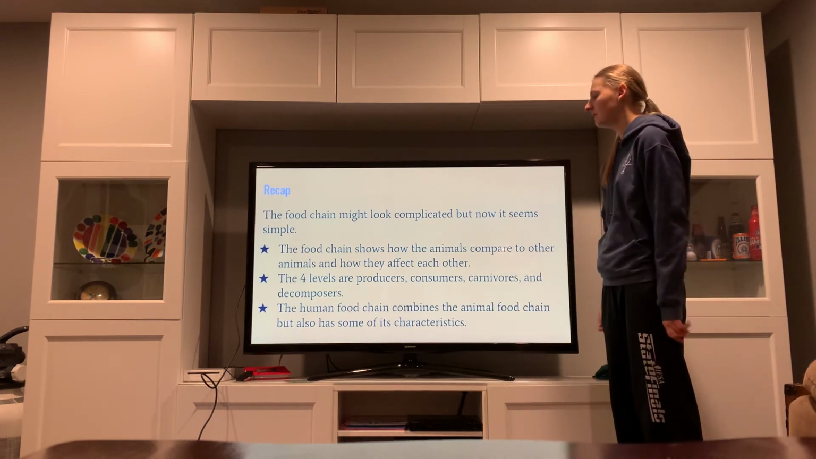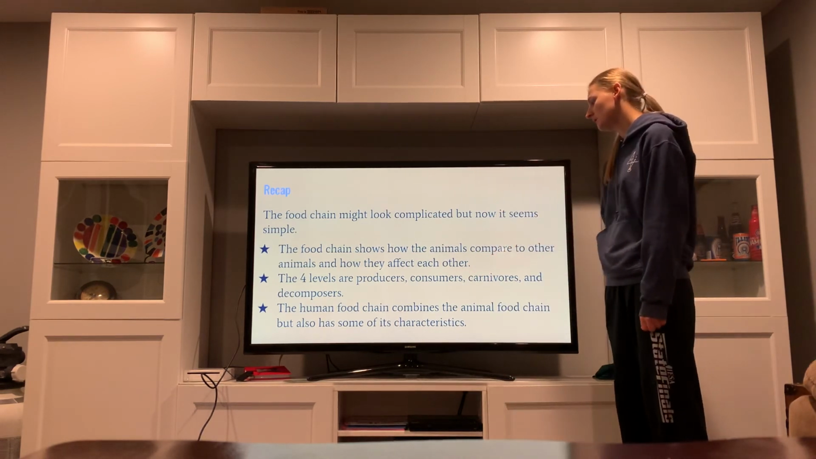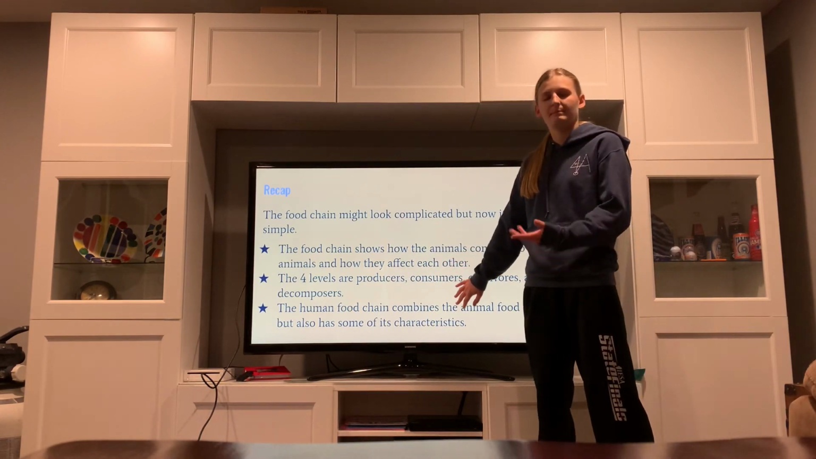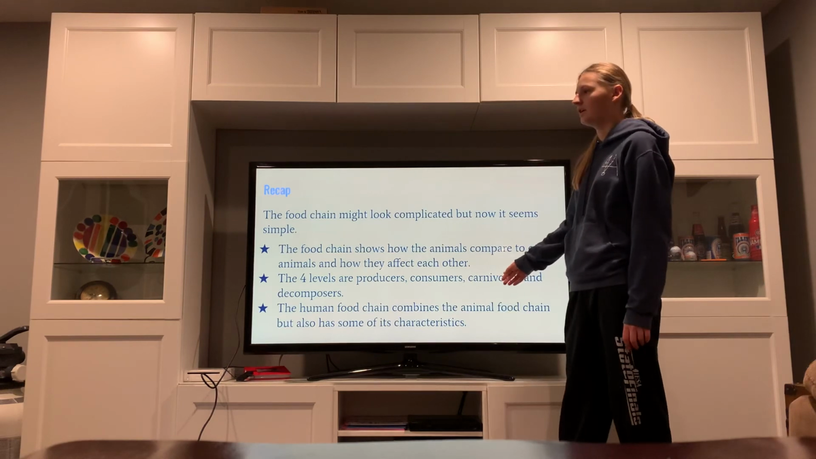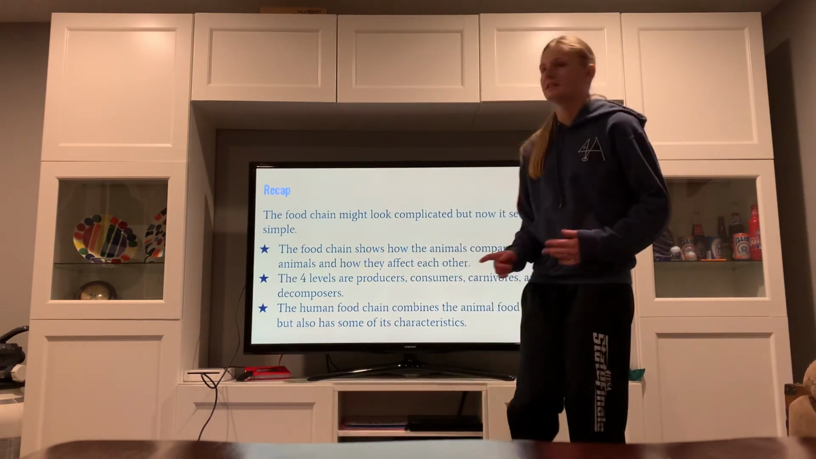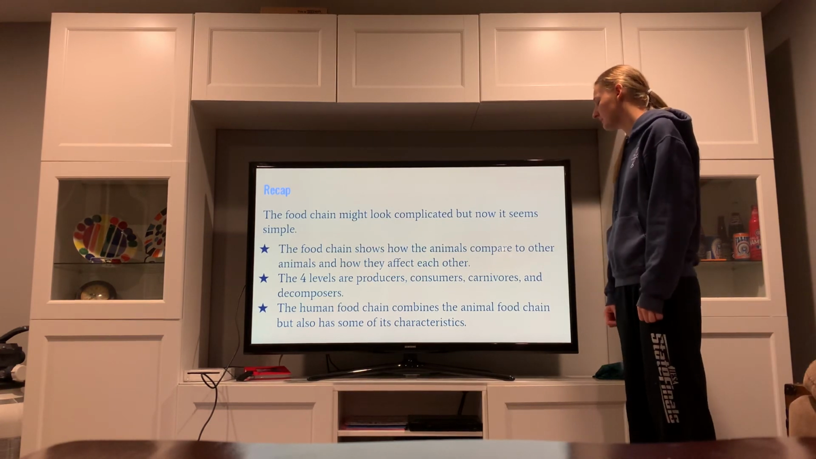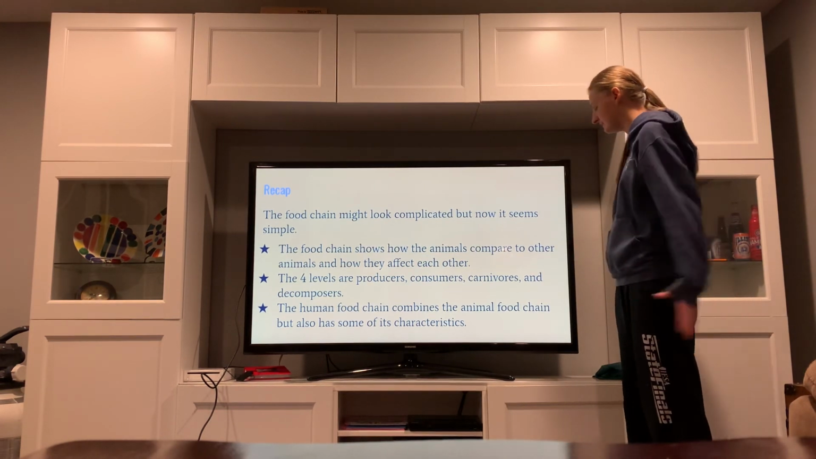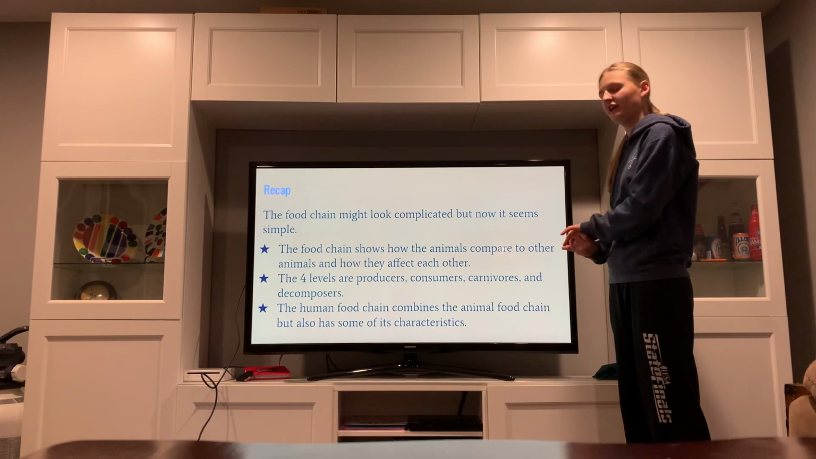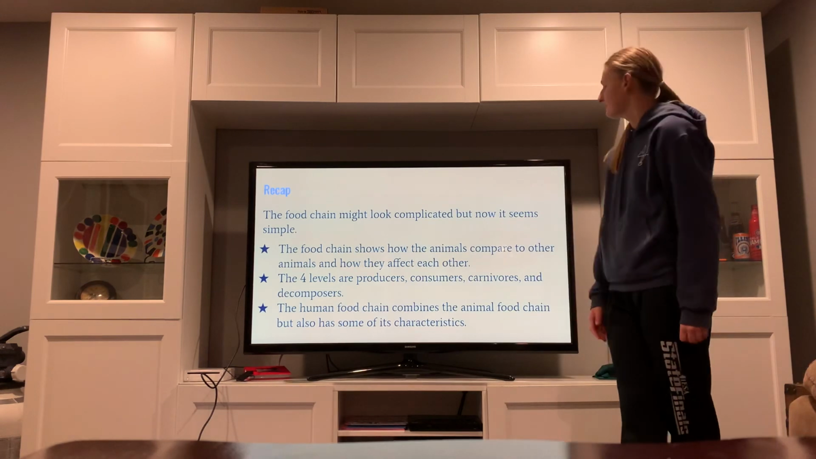The 4 levels of the food chain are producers, consumers, carnivores, and decomposers. Examples that we talked about: plants, deer, horses, cows. Carnivores are the lions, tigers, and decomposers are the fungus and the mushrooms. And then the human food chain combines the animal food chain, but it also has some of its own characteristics. It's its own thing, but also it just combines both charts.